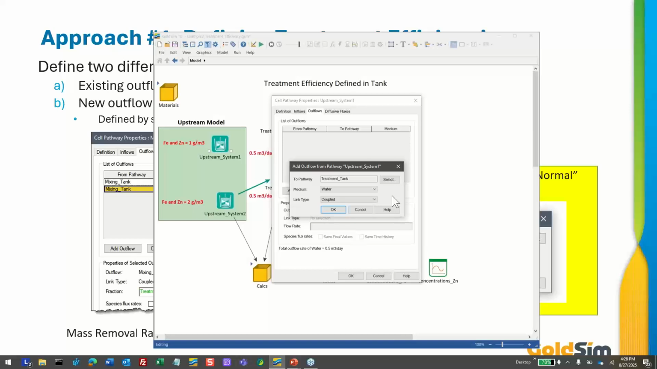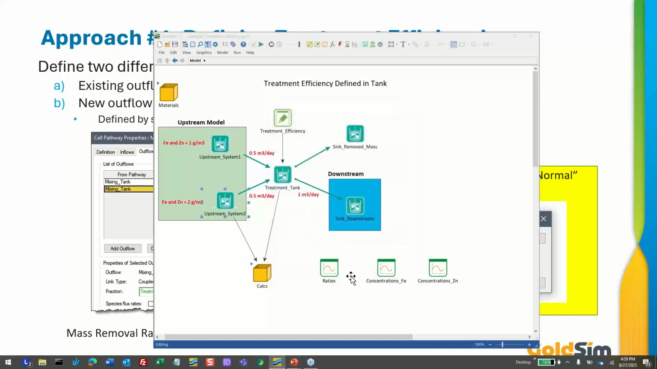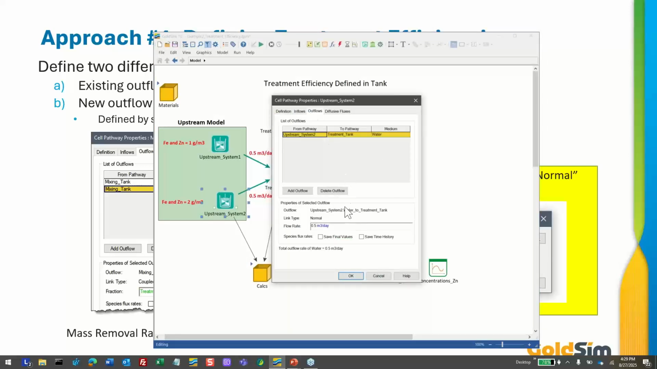For mathematical reasons, we can't treat this water. You mark this as a normal link. You can read in the documentation how this affects the model. It wouldn't be noticeable in most cases. It's not something that you have to worry about for advective systems. But these have to be normal links. You'll notice that both of these are normal links, and they have to be. It says link type is normal.